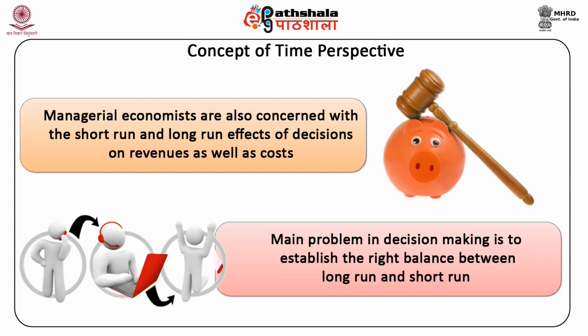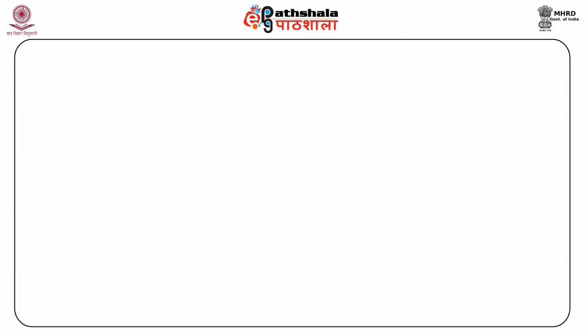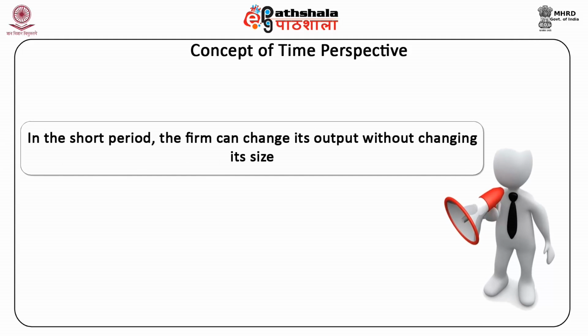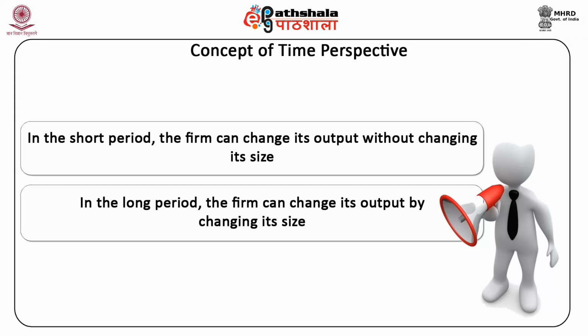Managerial economists are also concerned with the short run and long run effects of decisions on revenues as well as costs. The main problem in decision making is to establish the right balance between the long run and short run. In the short period, the firm can change its output without changing its size. In the long period, the firm can change its output by changing its size.